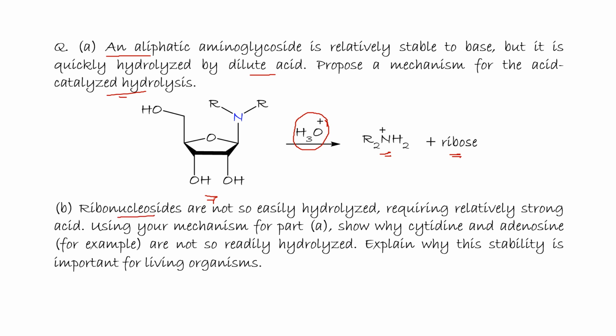Ribonucleosides are not so easily hydrolyzed, requiring relatively strong acid. Using your mechanism for the above part, show why cytidine and adenosine, for example, are not so readily hydrolyzed. Explain why this stability is important for living organisms.